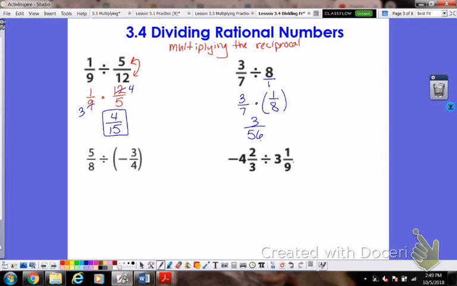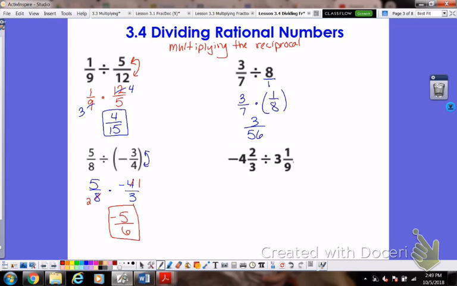Okay, moving along. We're going to keep our 5/8, change division into multiplication. Then our reciprocal of -3/4 would be -4/3. I'm just going to keep that negative in our numerator. Check if we can reduce. I see a 4 and an 8, both divisible by 4. So 5 times -1 gives us -5, over 2 times 3 gives us 6. 5 and 6 do not reduce, so final answer is -5/6.